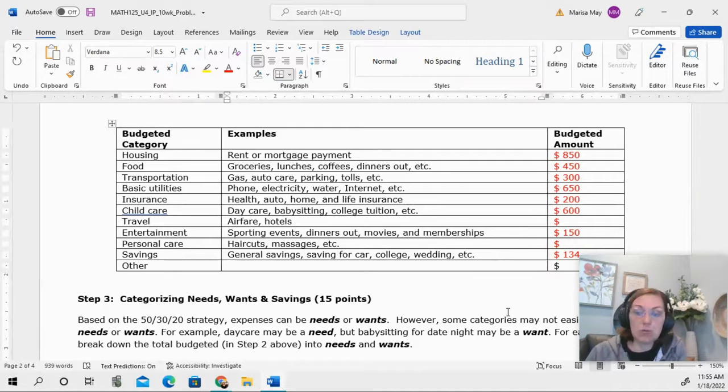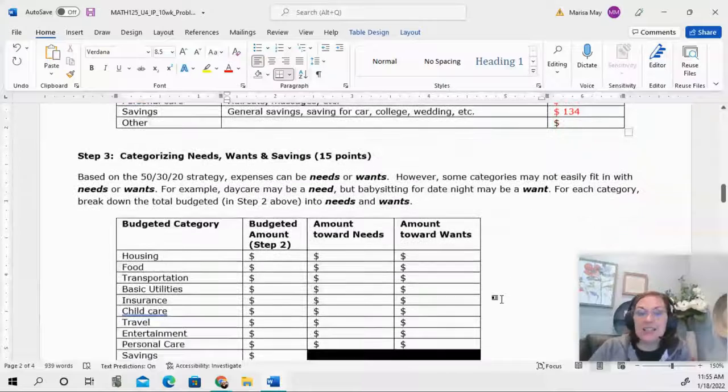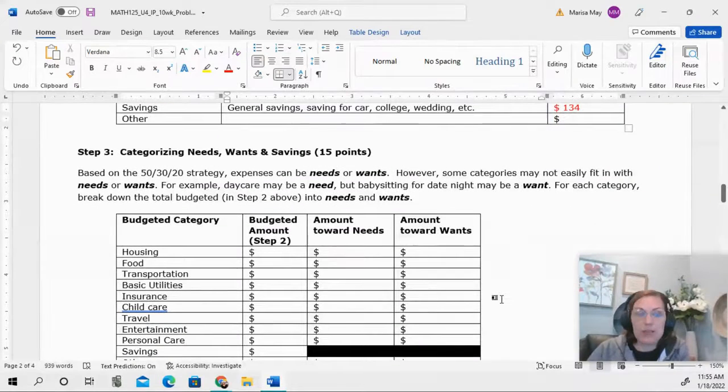But this is just a general budget that will help me get through a pretty typical month as I'm working through a budget. Okay, now let's look at step number 3. Step number 3 is about categorizing these items in our budget as needs or wants. For instance, I love this example here. It says daycare may be a need, but babysitting for a date night is a want. So we're going to have to break apart our budgeted items as opposed to needs and wants.